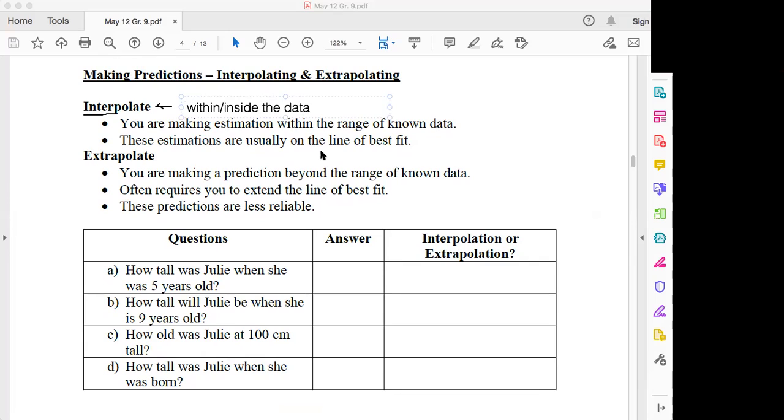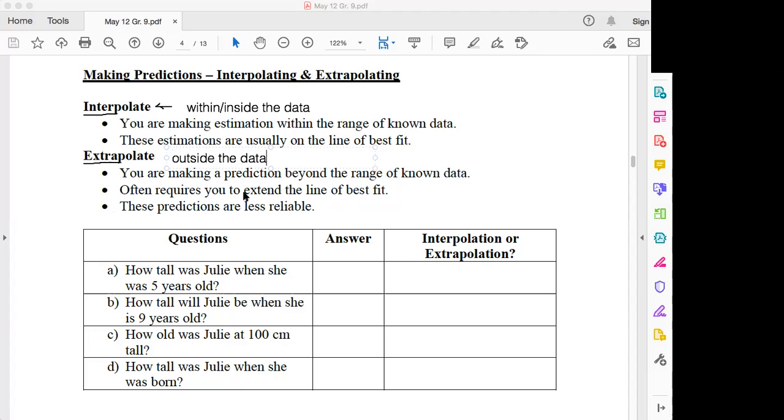Okay. So that means that somewhere in those numbers, you can make an estimation, and it's usually on that line of best fit. Whereas extrapolation, I'm thinking extra here, so it's more than what you're given, is you're making a prediction beyond our data. So that very last point on your graph or in your table of values, if it's beyond that, then that means it's extrapolation. Okay, so this is outside the data.